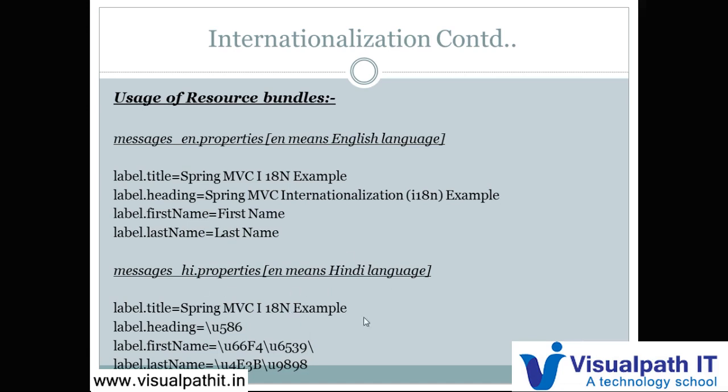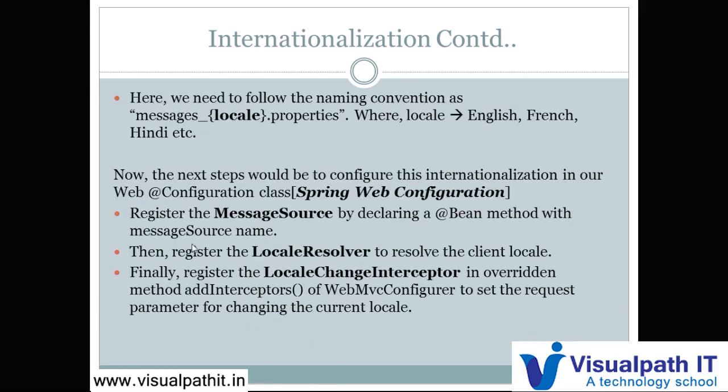Similarly, in any other language like Hindi or German or whatever, we can specify the title based on that particular character. So, let's see the steps of how we can do this. That is configuration. So first, registration of the message source by declaring the @Bean method with a message source name.